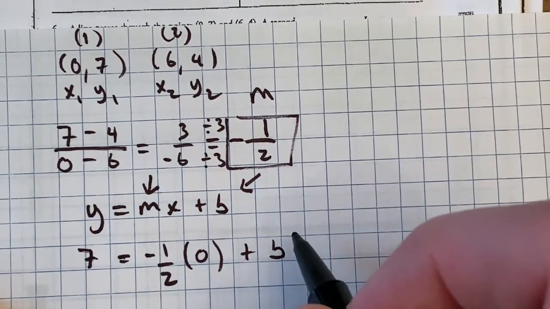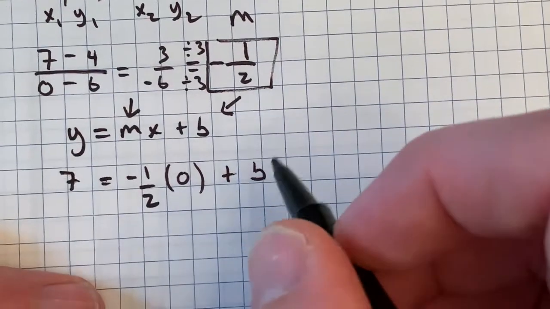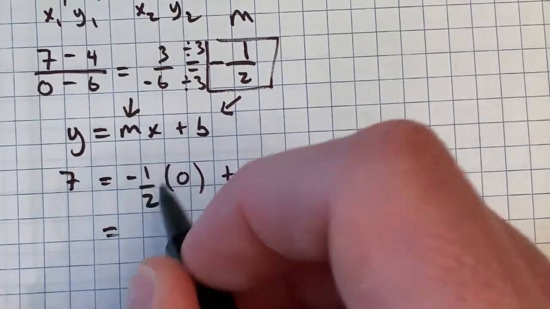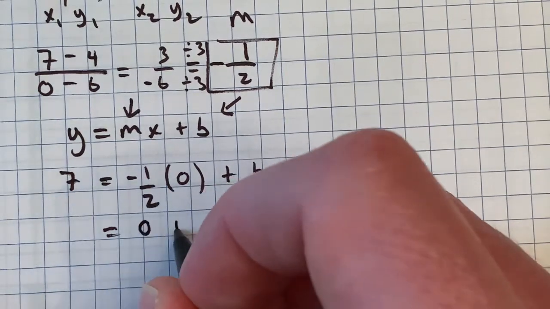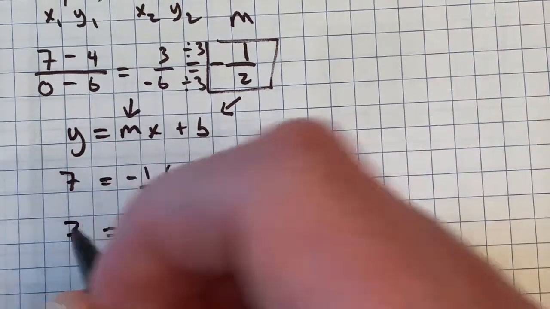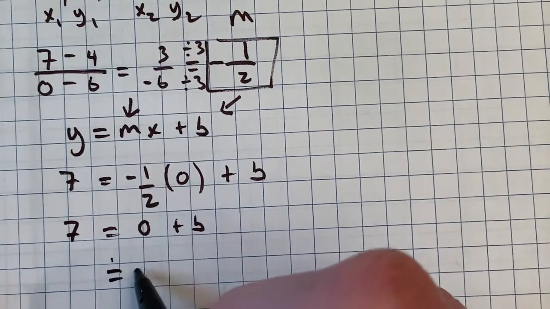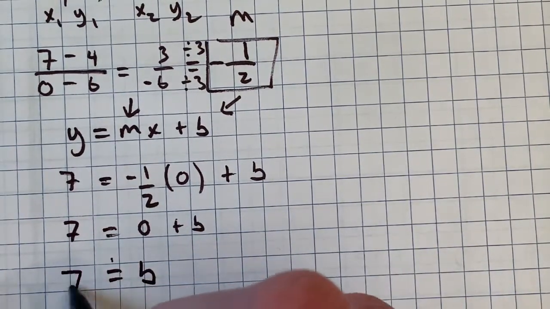And now we only have the variable b to solve for. That's great, because now I can solve for b. So 0 times -1/2 is just 0. Then we have 0 plus b, so we can just eliminate that. So we get b equals 7.